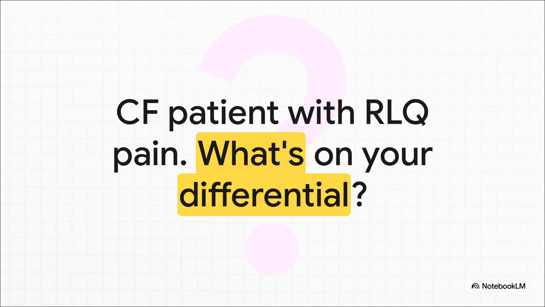Okay, let's just dive right in with a scenario you will absolutely encounter. Picture this. You're on call and a patient with a known history of CF comes into the ER. They're complaining of cramping pain localized to their right lower quadrant. Now sure, appendicitis is probably the first thing that pops into your head. But in this specific group of patients, what's that other diagnosis, that unique syndrome that needs to be at the very top of your list? That's exactly what we're going to figure out.